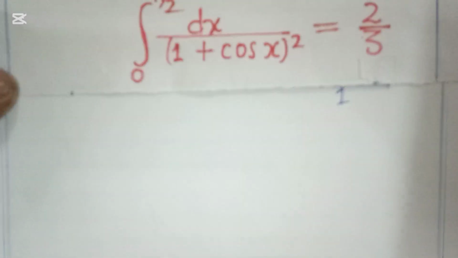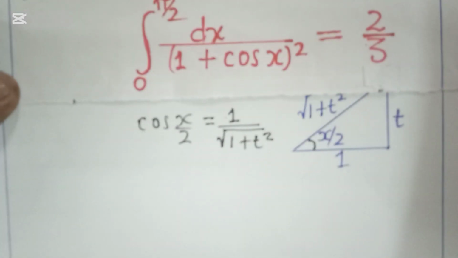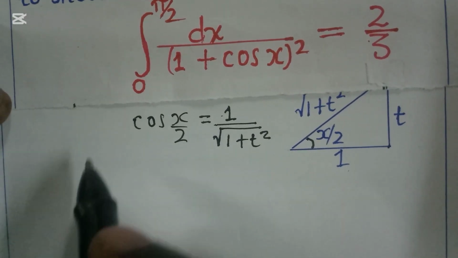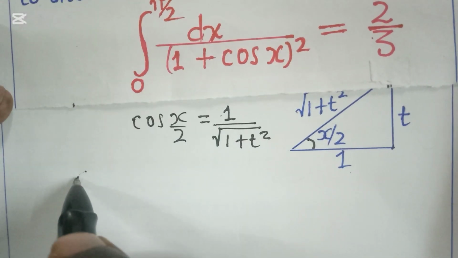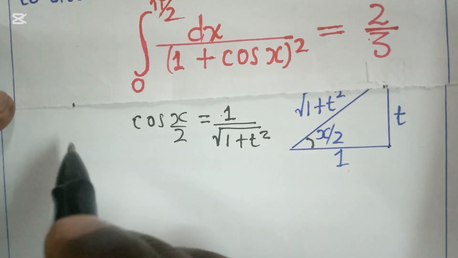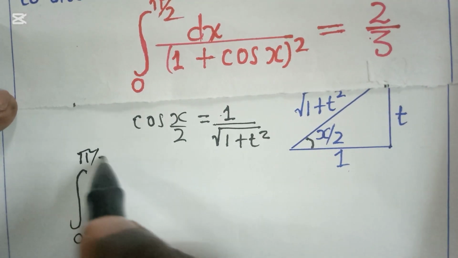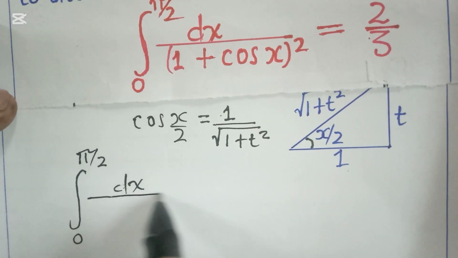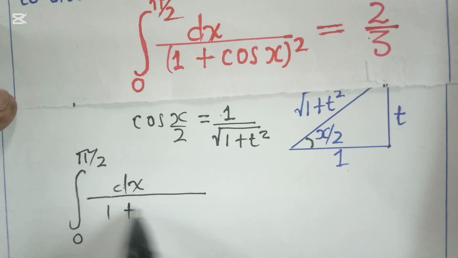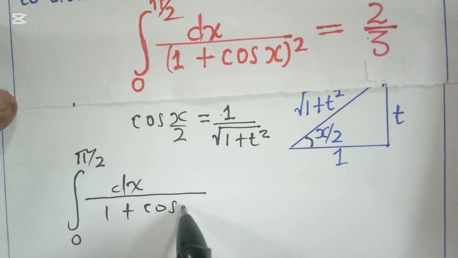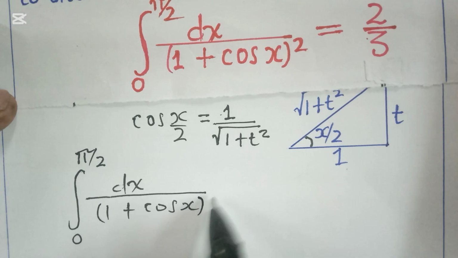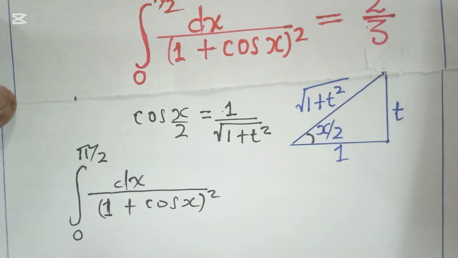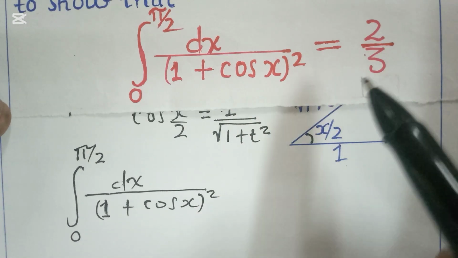So let me just write the question first, and then we continue. The question I can write here: the integral from 0 to pi over 2 of dx over (1 plus cos x) squared. This one, guys, we are supposed to get our solution as 2/3.